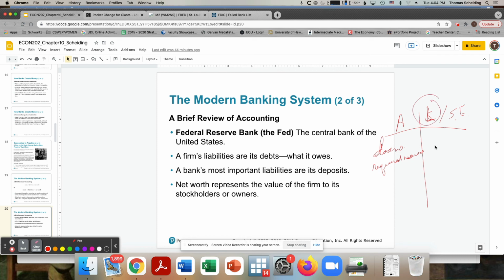The liabilities are the deposits, right? Because it's going to owe those people that money. So liabilities is anything that it owes, as it says right here. Assets are basically what it owns, and we want what is owned to equal what is owed.